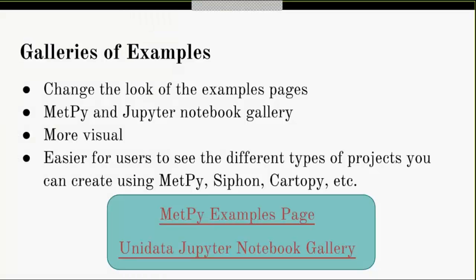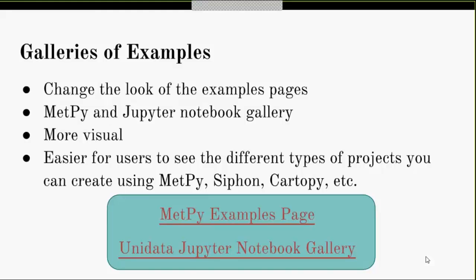So after I did the examples, I worked on galleries for the examples. I did this for both MetPy and the Jupyter Notebook Gallery. I think this is one of the things that was wanted, but there was no time recently to do it, so I decided to take a stab at it. Instead of having on the examples page just links saying DT plot or station plot, it comes up with the actual images of the plots created in that notebook, a little more visual. I think it's easier for users to see the different types of projects you can do, and to say, oh wow, that's cool, I'm going to click on that and see what it is.